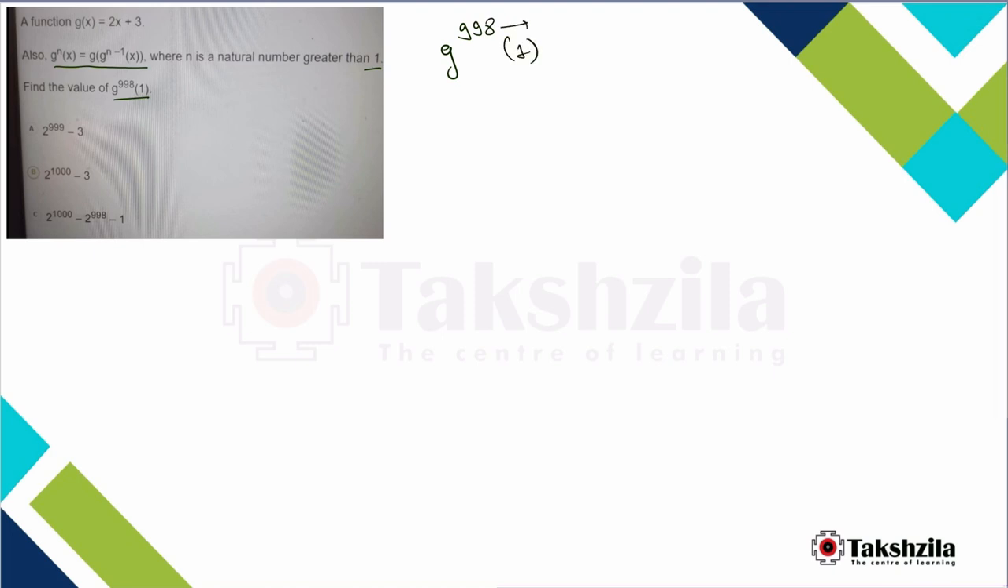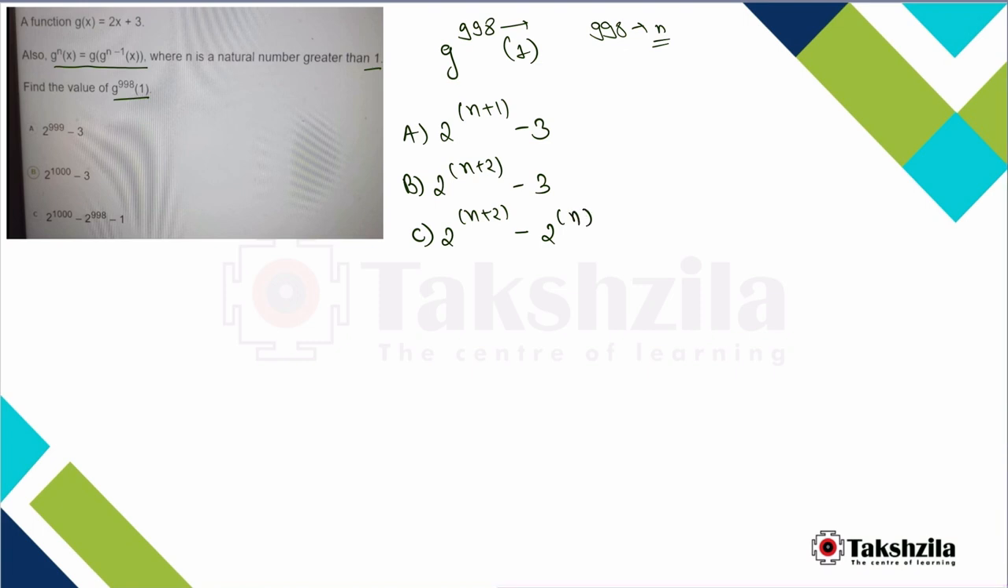Okay, so if we suppose that 998 is n, just to generalize the options, option A will be 2 to the power n plus 1 minus 3. Option B will be 2 to the power n plus 2 minus 3. Option C will be 2 to the power n plus 2 minus 2 to the power n, because 998 is n only, minus 1. Now the fourth option is not visible, so I've taken 3 only. Okay, so let us start.